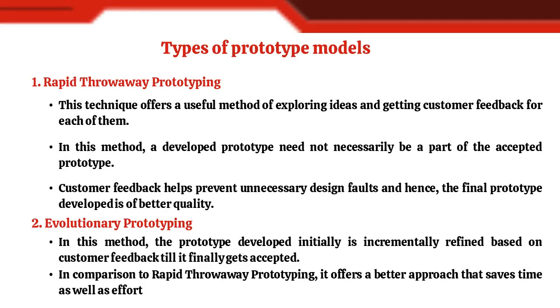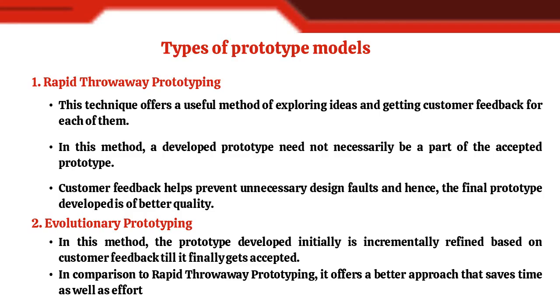Types of prototype models. The first type of prototyping is rapid throwaway prototyping. This technique is useful for exploring ideas quickly and getting early feedback from the customer. In this method, the initial prototype is not necessarily part of the final system. It may be discarded after gathering feedback. Customer feedback helps identify design faults early, ensuring that the final prototype and system are of higher quality.